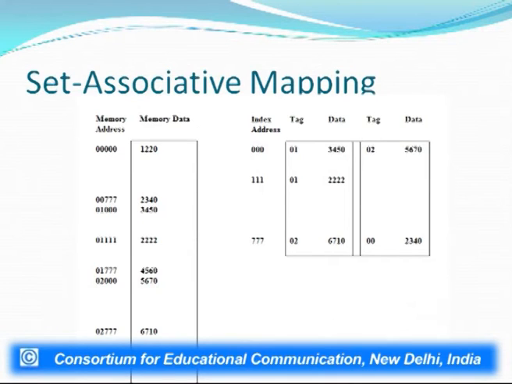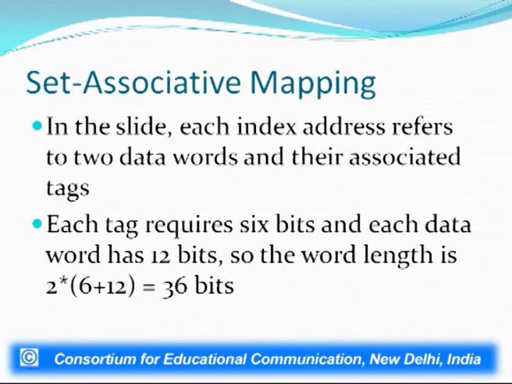You can see here in the set associative mapping the memory addresses, the memory data, index addresses, tag and data, tag and data. In the slide, each index address refers to 2 data words and their associated tags. Each tag requires 6 bits and each data word has 12 bits. So, the word length is 2 times 6 plus 12, that is 18 times 2, which is 36 bits.